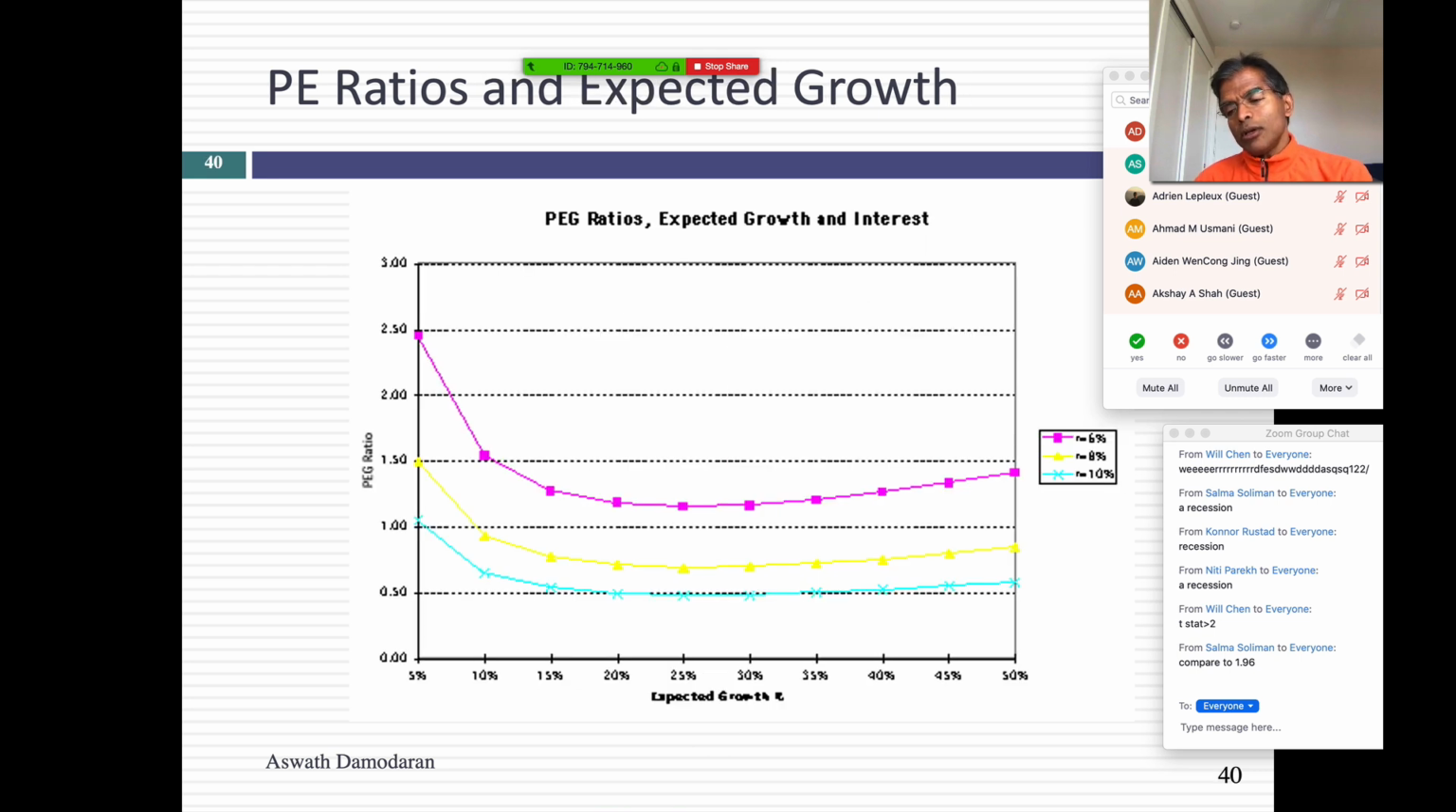I then asked, what will happen to the PEG ratio as the growth rate changes and things become really messy? Initially, as I increase my growth rate, PEG ratios decrease and then they bottom out and they start increasing again. And this is what makes PEG ratios so difficult to work with. Let me explain.